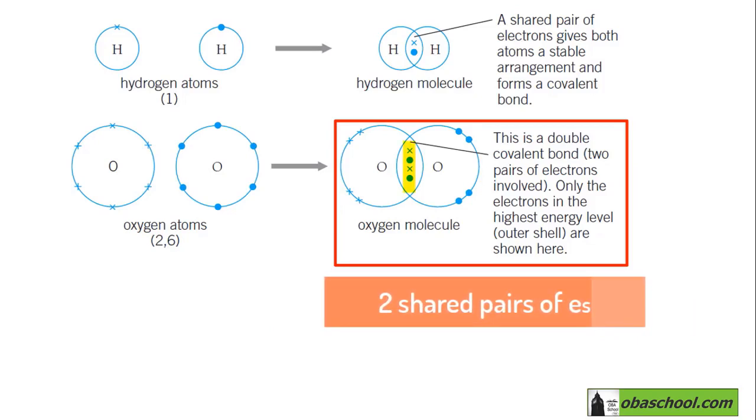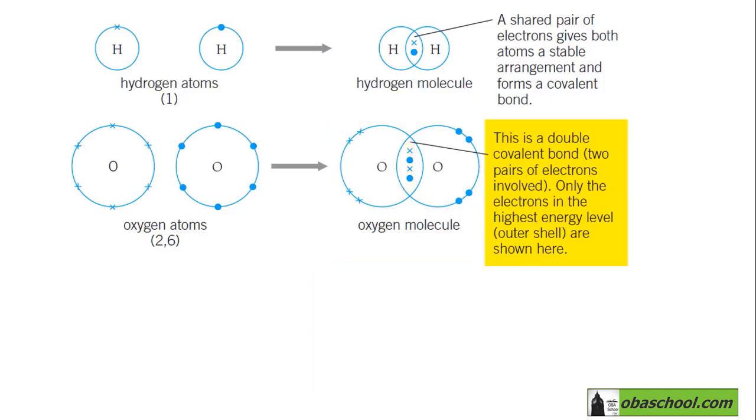If we have 2 covalent bonds, it means we have a double bond. So we have 2 pairs of electrons involved, and only the electrons in the highest energy level are shown here. So we have a dot and cross and another dot and cross. This means we have 2 pairs of electrons involved.